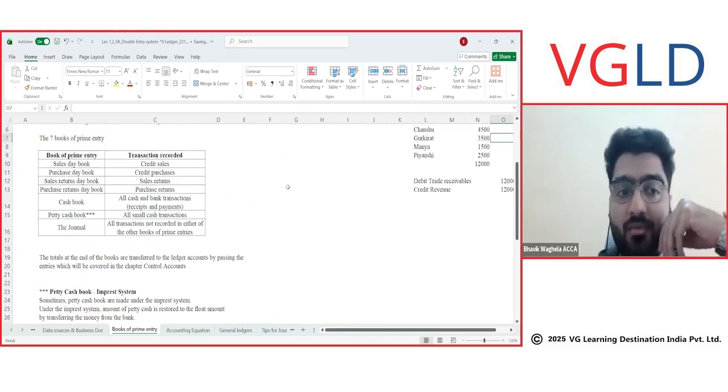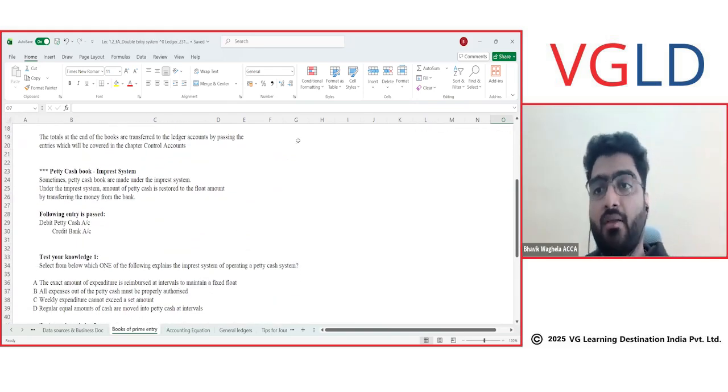Okay. Now, guys, petty cash book. What happens is petty cash books are generally maintained under the imprest system to ensure that there is no overspending. We generally have the attitude of use it or lose it.